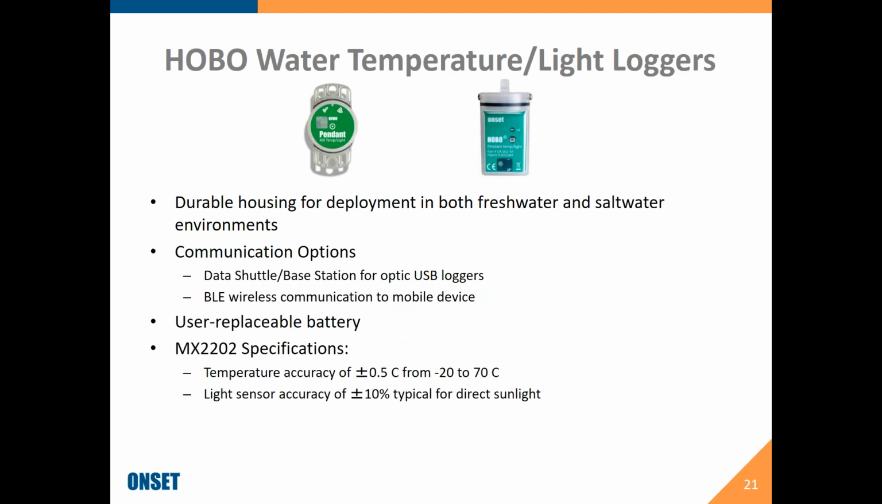The next type of loggers we have are our water temperature and light loggers. And again, these are encased in durable housings, so they can be deployed in both freshwater and saltwater. With these, we have two options. We have Bluetooth loggers, and we also have our Optic USB loggers. One of the nice features about both of these is that they do offer user replaceable batteries. I would like to point out that the light accuracy sensor in the MX2202, which is the top one on the left, has been improved over the UA-002, which is the logger on the right.